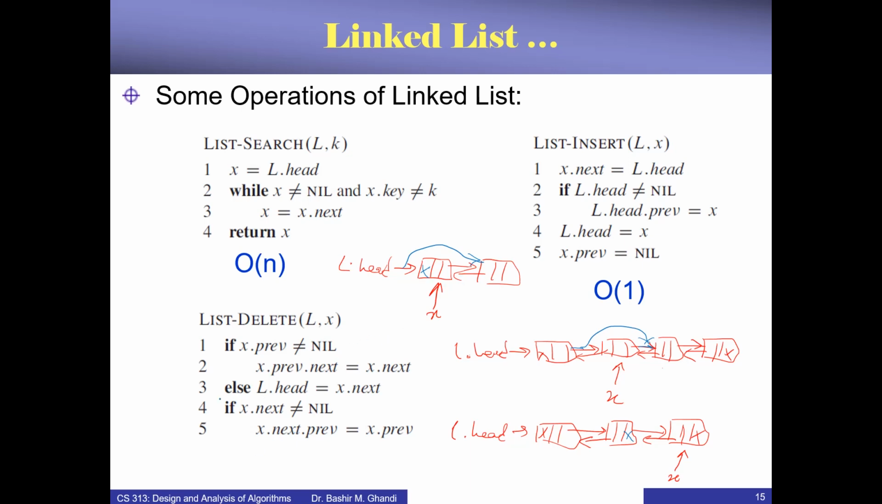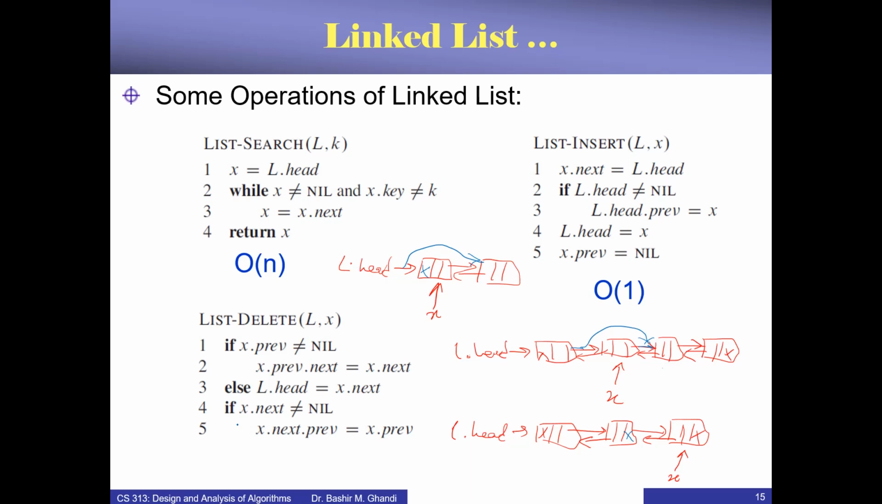Okay, but notice this statement is only executed in the first scenario, because here x.prev is not nil. Also here x.prev is not nil. But here x.prev is nil, and therefore move head to go to the next node. So that explains statement number 3. Now let's look at statement number 4 and 5.